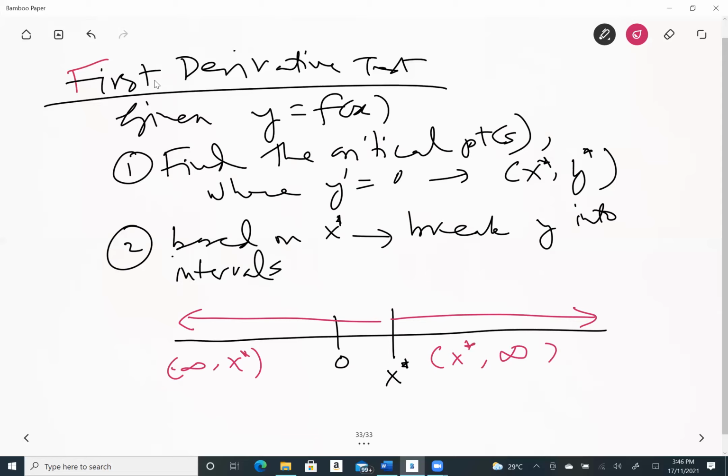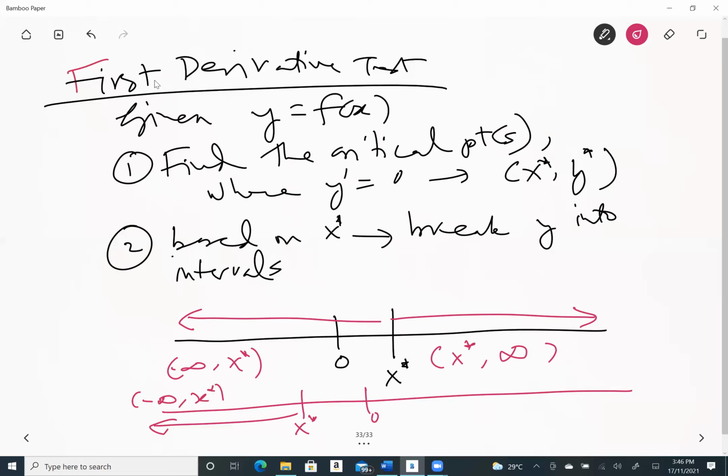Suppose this is 0 and the x star is somewhere here. Again here, you have 2 intervals, one over there, negative infinity to x star, and the other to the right, x star to infinity. So that x star will break the function into intervals. Okay, right?